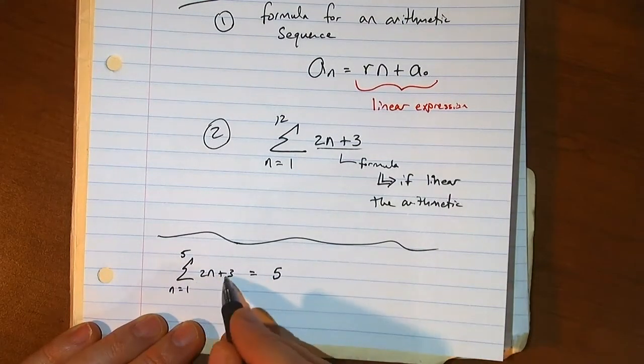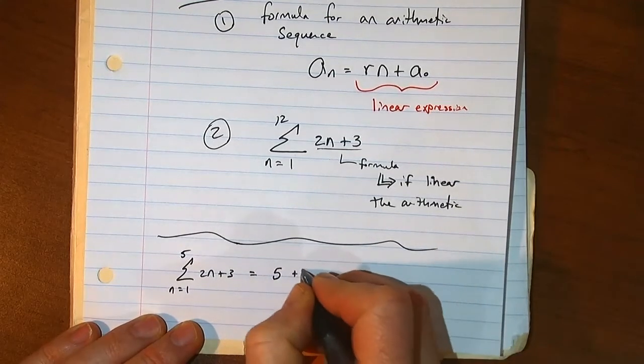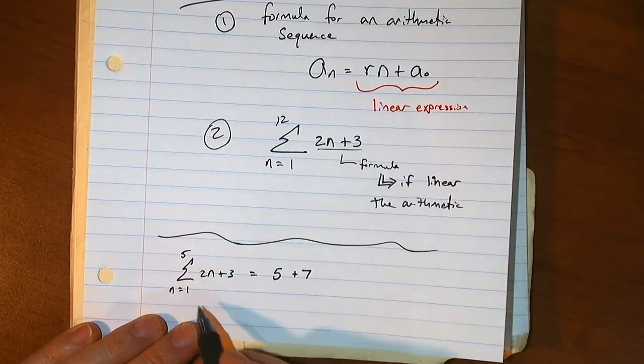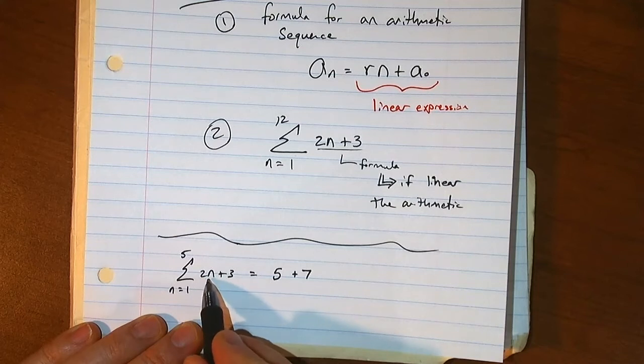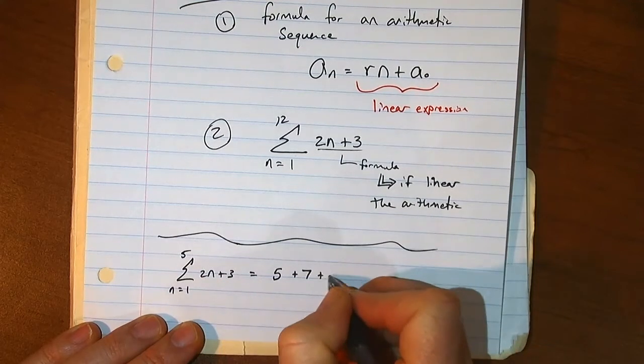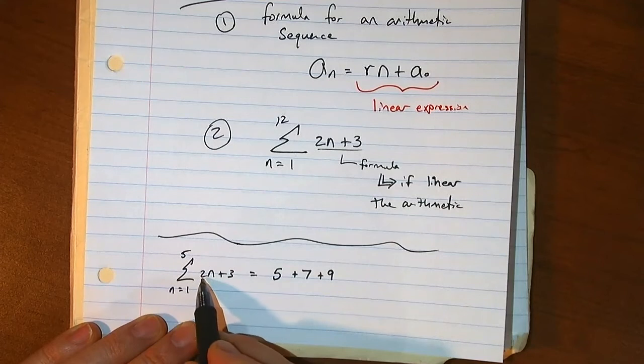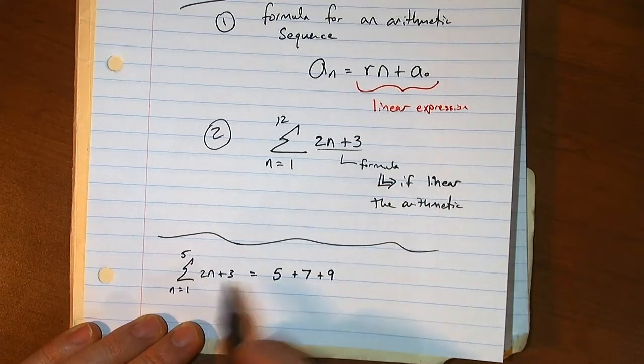And then we're going to plug in the next integer, which would be the number 2. So 2 times 2 is 4, plus 3. That's 7. And then I'll plug in the next one, which would be a 3. 2 times 3 is 6, plus 3. That's 9. And then when I plug in a 4, 2 times 4 is 8, plus 3 is 11.